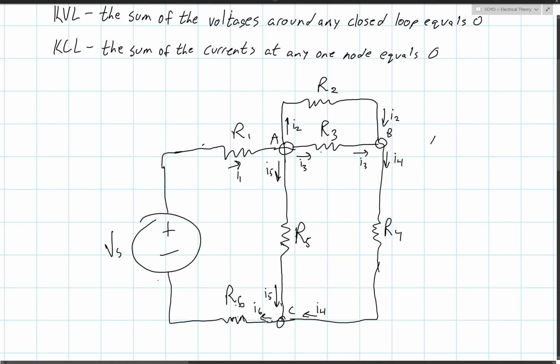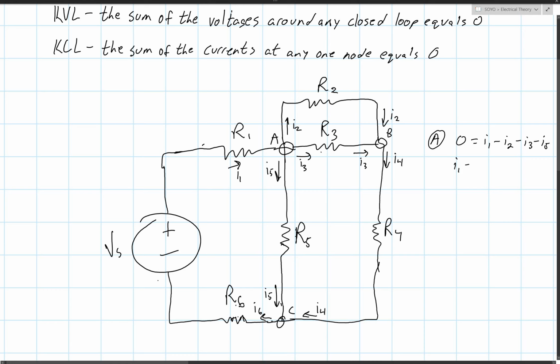All right, so let's look at node A. Coming into the node is just I1. As you can see, I5, I3, and I2 are going out. So 0 equals I1 is the only positive, and then I2, I3, and I5 are all coming out: 0 = I1 - I2 - I3 - I5. So fairly straightforward on that one.